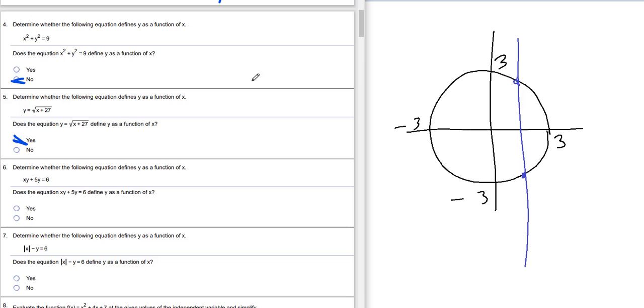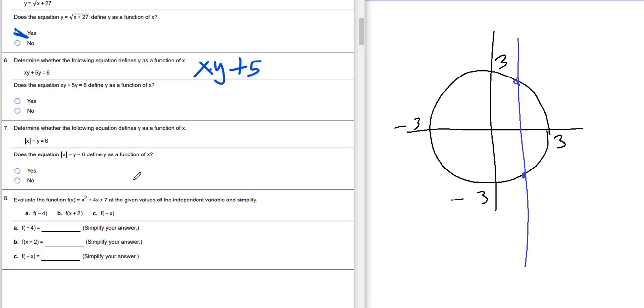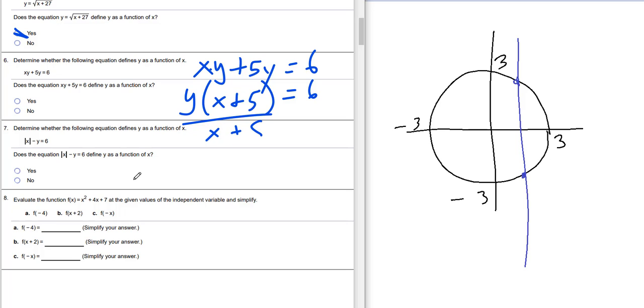Number 6, determine whether the following function defines y as a function of x. Again, I'm looking at the power of y. Now, there's something that I could do here. It's not required to answer this problem, but just to show you the technique of factoring out a common factor here, and then I could divide by x plus 5, and then I could see the easy rule for y. y is 6 divided by x plus 5. So that's definitely going to be a function, because any value of x I put in there is going to give me a unique output.